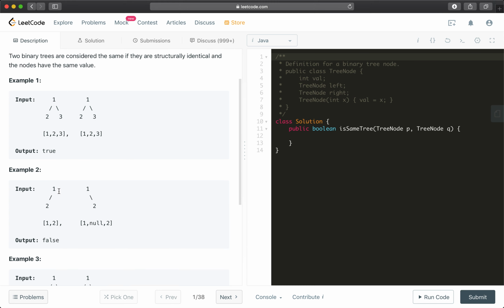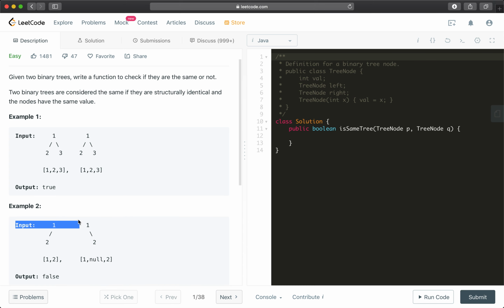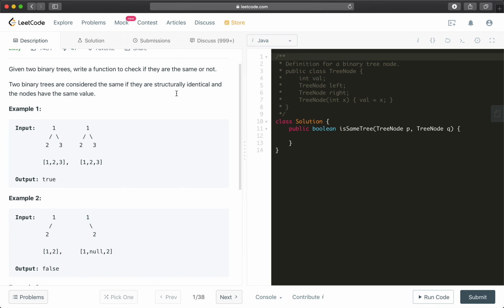The second example goes like this. The structure of the two trees on plain side, it's different, right? This one has a left child with value 2, but this one doesn't have any left child, but it has a right child with a value 2. So we're going to return false because structurally they are different. Remember here, they must be structurally identical and the nodes must have the same value. So the second example violates the first rule, which is they are not structurally identical.